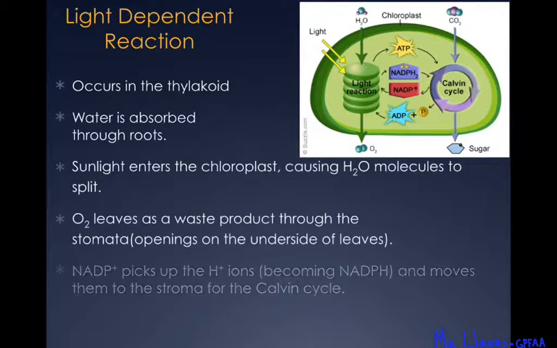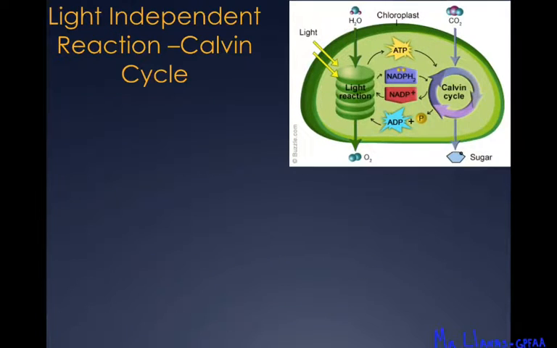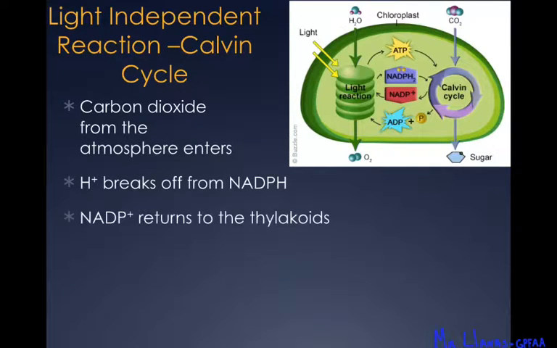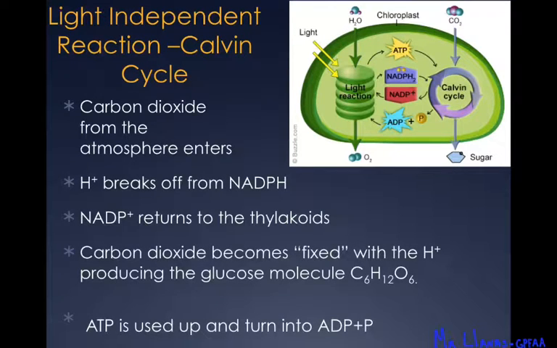Let me go through all the notes here. And then light independent happens on the other half. It happens in the stroma, and that's where carbon dioxide from the atmosphere enters the chloroplast. Okay, and the NADPH brings all those hydrogens, and the CO2 combines with the hydrogens with the help of ATP, which is the energy, to produce glucose.